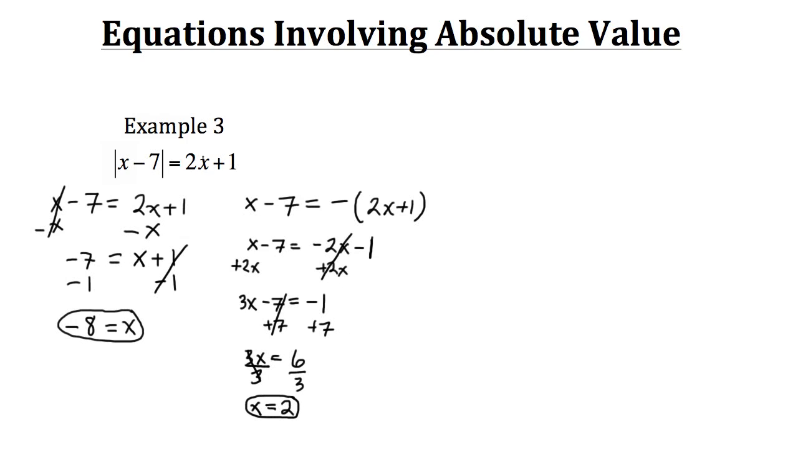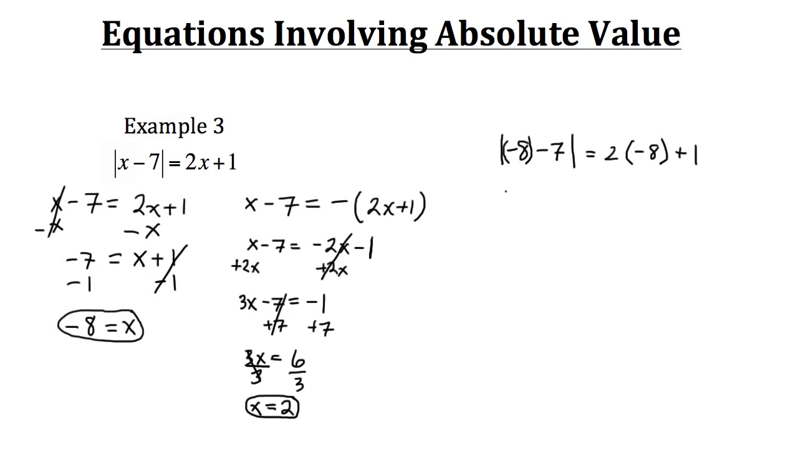Now, when we have x's involved on both sides, we need to be careful. Sometimes it could produce a solution that actually doesn't work. So we need to check both of these. Let's first plug in negative 8 for x and see if it works out correctly. So if we have the absolute value of x minus 7, where x is negative 8, and then minus 7, so that's where our x was. And that should equal 2 times x, which was negative 8, plus 1.